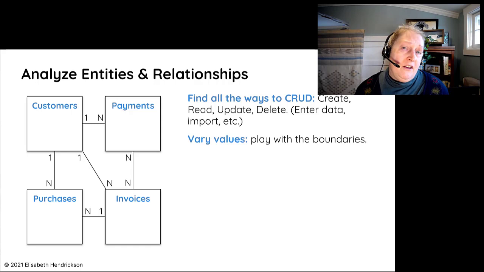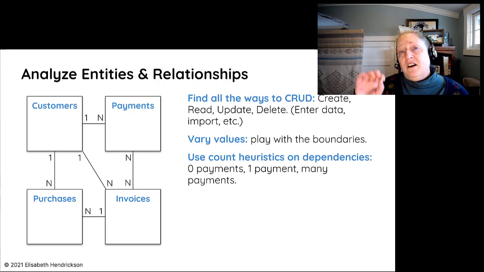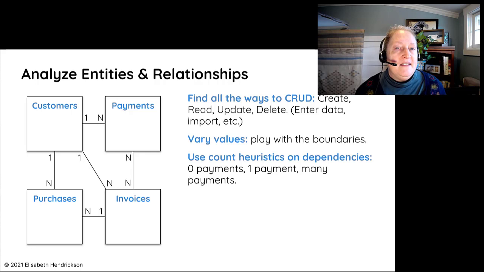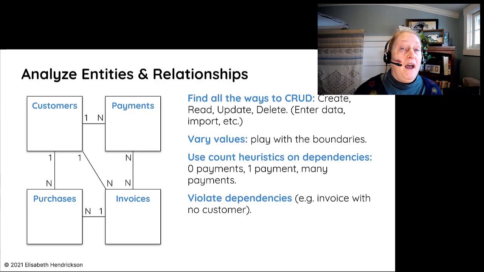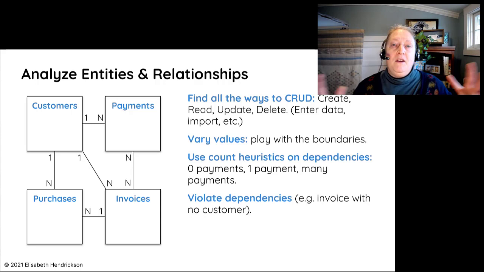But as you then dig deeper and start to look at the more subtle variables, using count heuristics on dependencies, zero payments, one payment, etc., or potentially violating dependencies. What if you have an invoice that somehow manages to have no customer? Is there a way to make that happen? These are all examples of using entities and relationships as a test design approach to help inform your explorations.